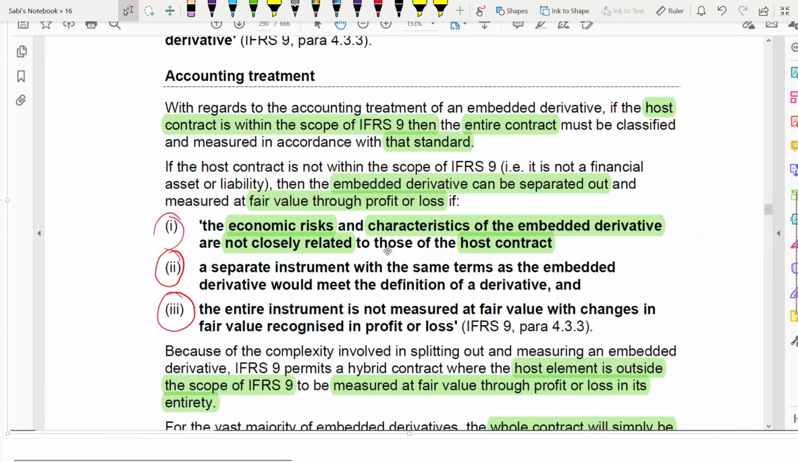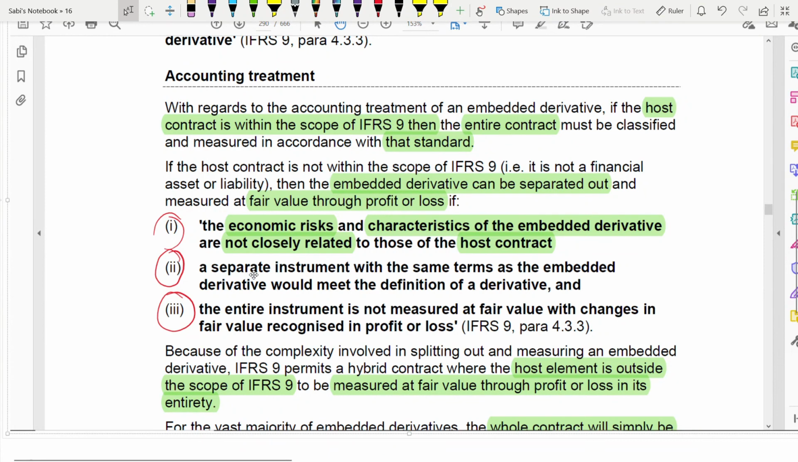So you have to separate out if the economic risk of, let's say, the host contract, in the convertible bond, the risk of the bond and the risk of the option of converting it to shares, are not the same. If they are different, their characteristics are different, then you have to separate out. Okay, because if it is similar, then you don't have to separate out.